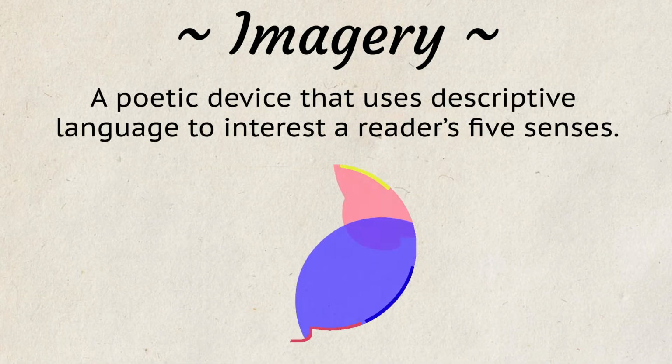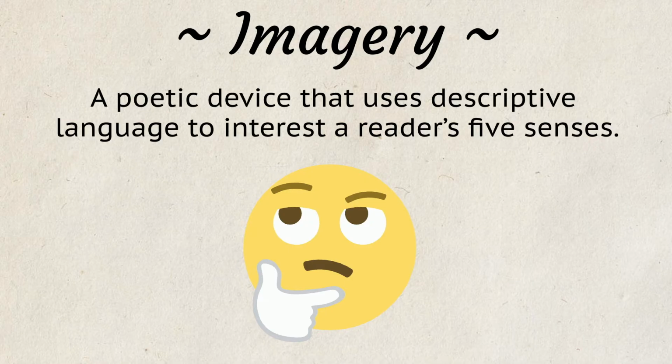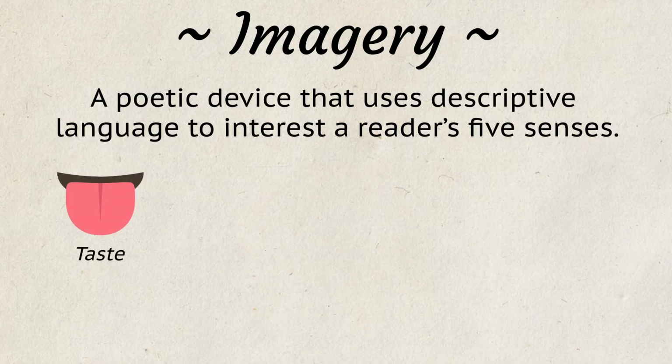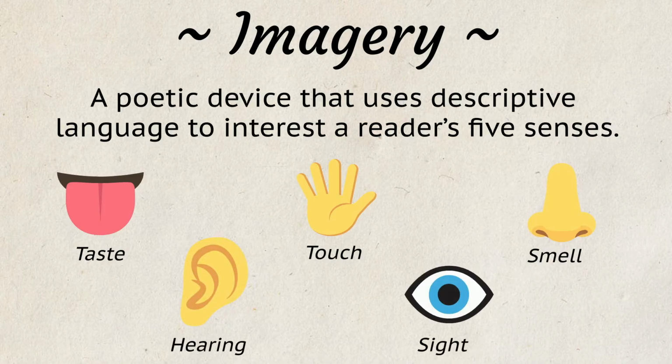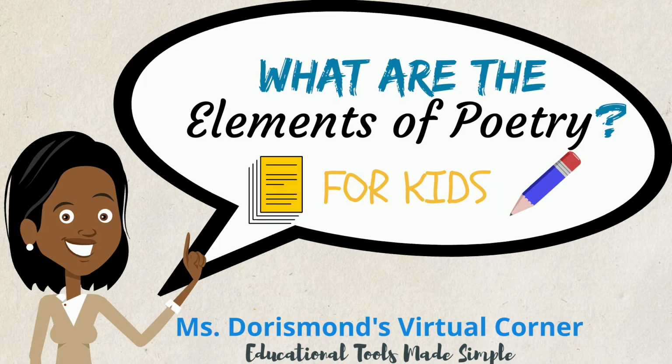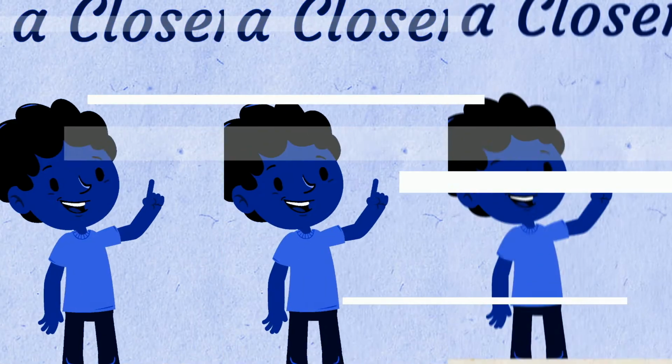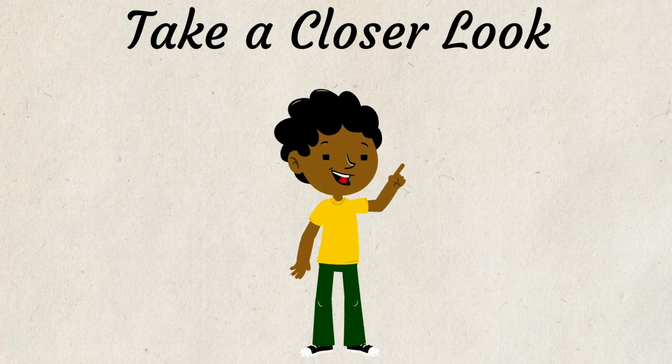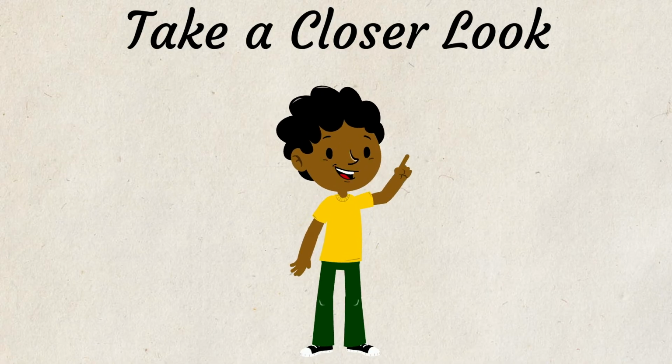Imagery is a poetic device that uses descriptive language to interest a reader's 5 senses through taste, touch, smell, hearing, or sight. Watch my video, What Are the Elements of Poetry?, to learn more about this element of poetry. Let's take a look at an acrostic poem by John P. Reed. This poem uses sentences or phrases to describe the topic or subject.